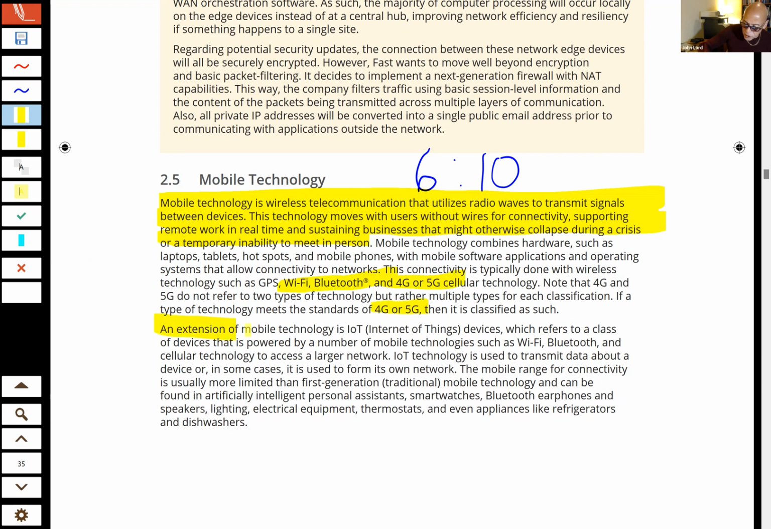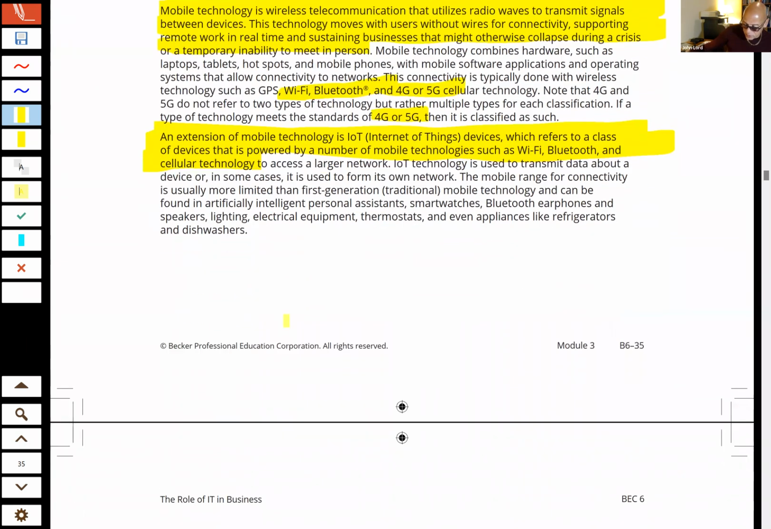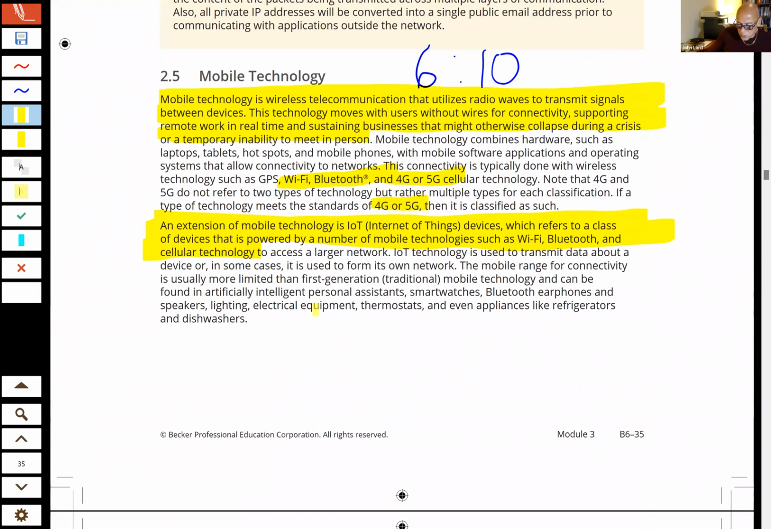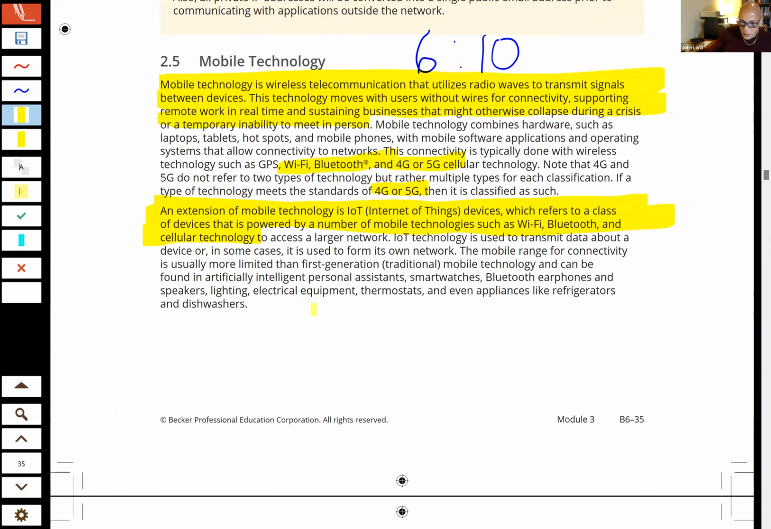And then an extension of mobile technology is the Internet of Things, which refers to a class of devices powered by a number of mobile technologies such as Wi-Fi, Bluetooth, and cellular technology. You can kind of see the example down here. They don't call it that, but they're really talking about things like Alexa, that type of thing. Okay, that's called the Internet of Things. So you can go ahead and flashcard that, because maybe you don't think of all those things as being called that highfalutin term, the Internet of Things.